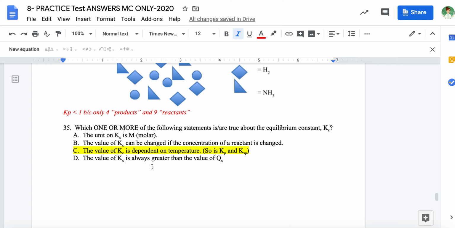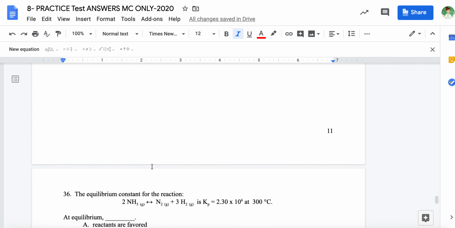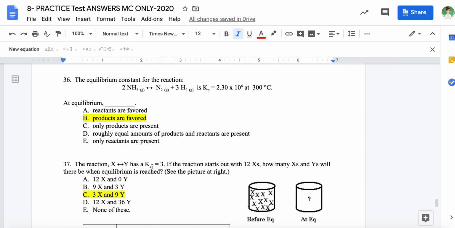All right, we're rounding out the last couple. Chemical reaction here for number 36, we have the Kp, which is much greater than 1, which tells us our products are favored. That's the only thing we really can get from that.